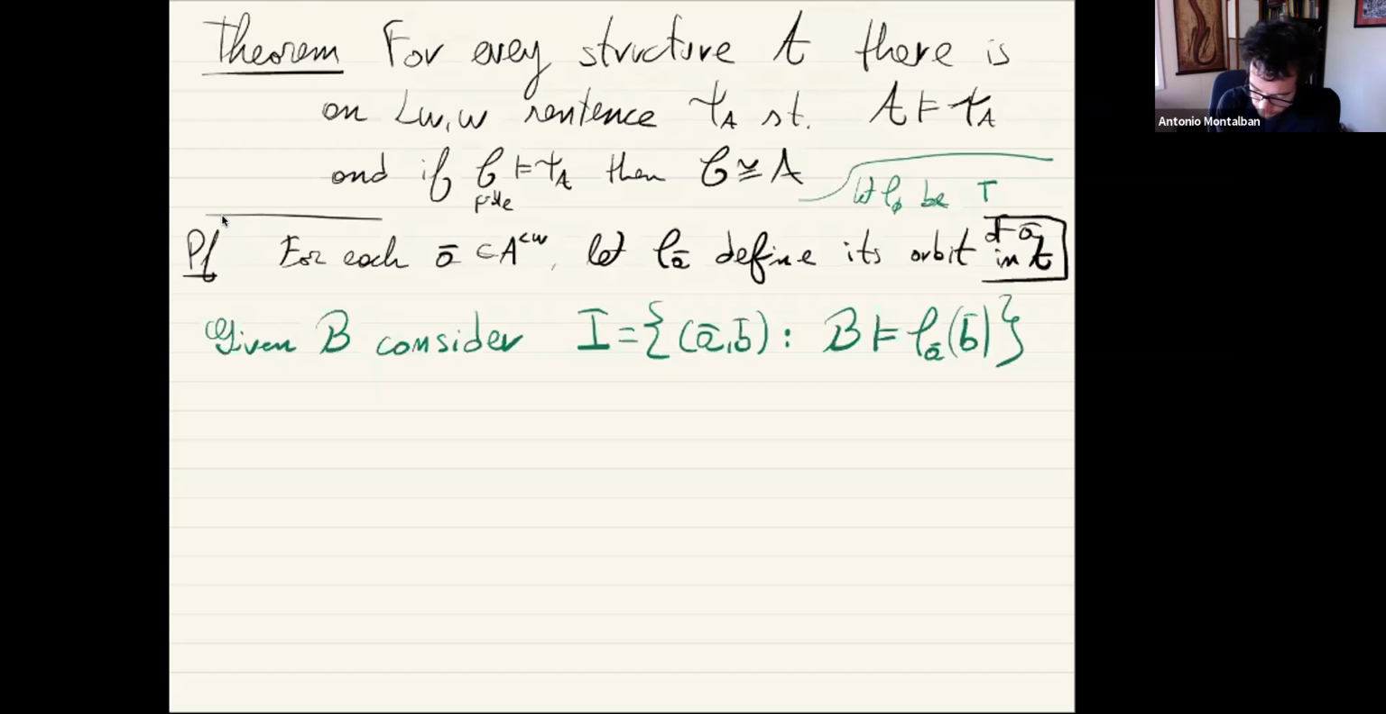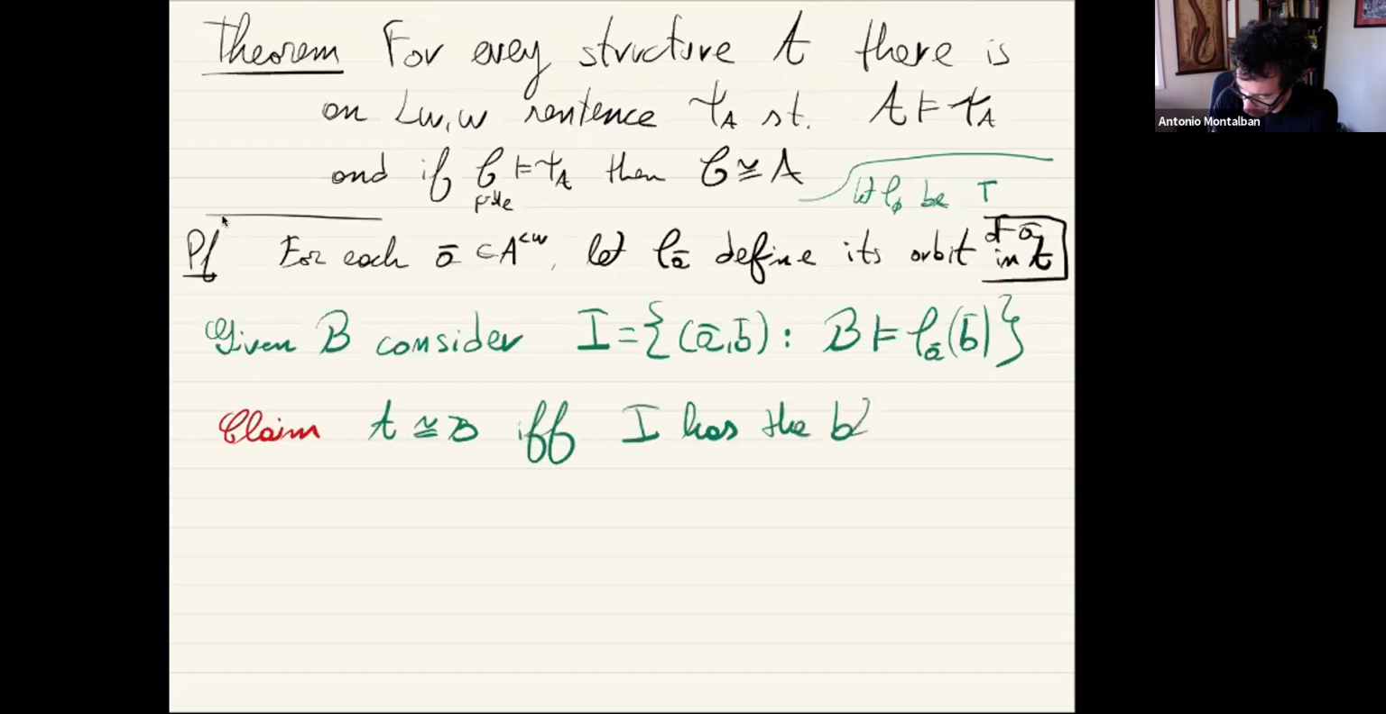So the claim is that A is isomorphic to B if and only if I has the back and forth property. I don't think there's much to prove. If I has the back and forth property, then we proved already that A and B must be isomorphic. Notice that the formula for the empty tuple is always true, so we always have the empty tuple in I.